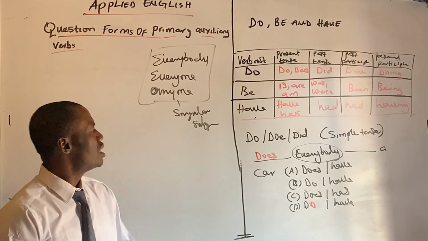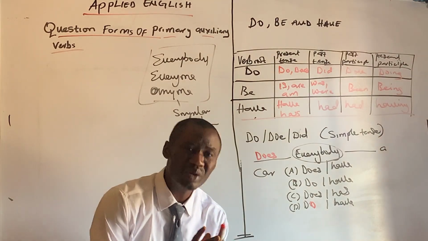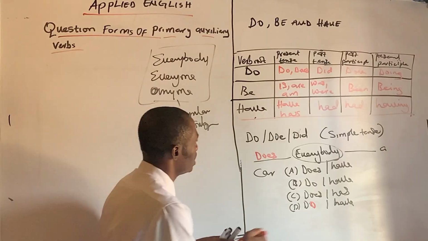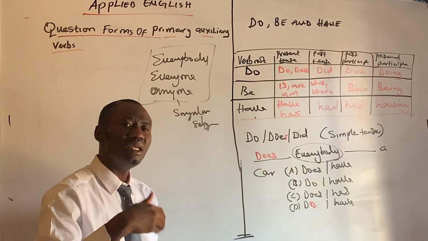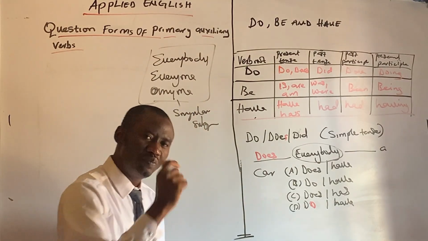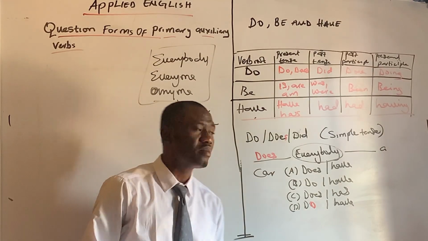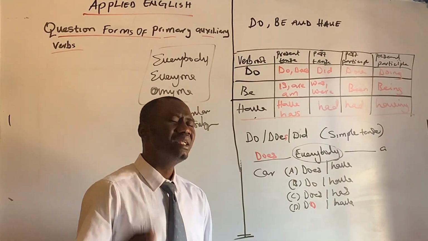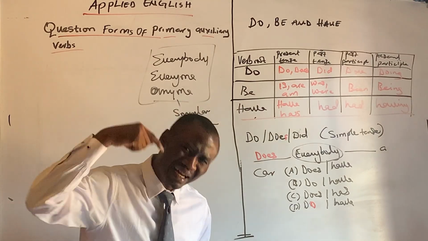Now, this is singular, so the verb should also be singular. Whenever the auxiliary verb do, does, did is used to express a question, the main verb should remain in its base form. I take that again. Whenever an auxiliary verb do, does, did is used to express a question, the main verb should remain in its base form.